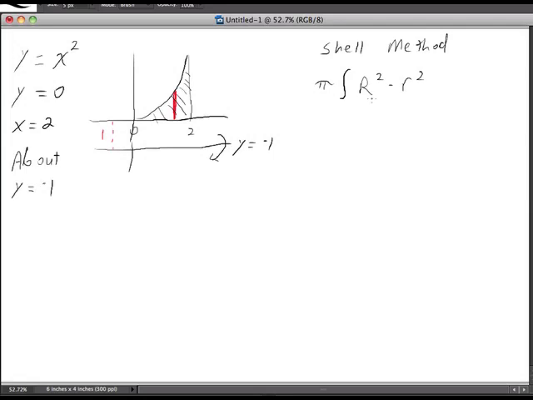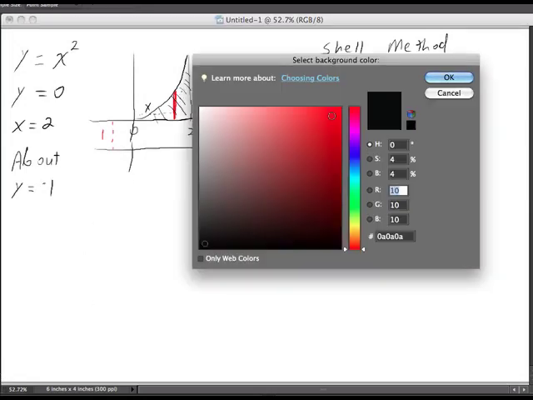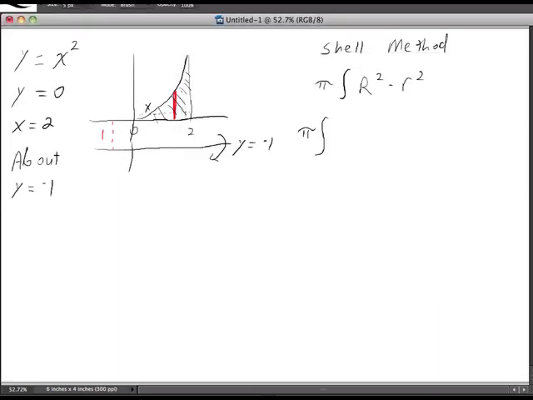Shell method is pi integral big radius squared minus little radius squared. So I need to determine what these are. You always go in the horizontal direction, x, and in the vertical direction, this length here is y. So the height of the rectangle here is y. Now this length is 1, from y equals -1 to the x-axis is 1.